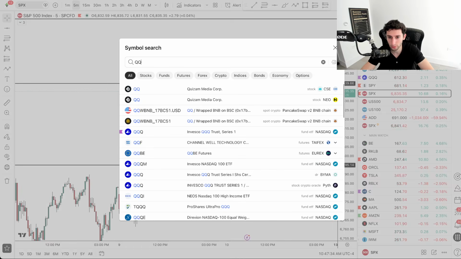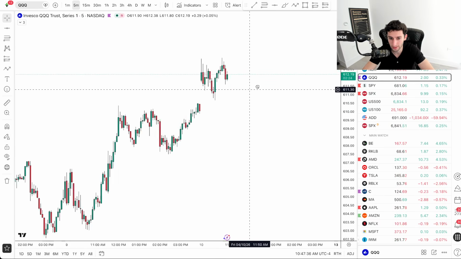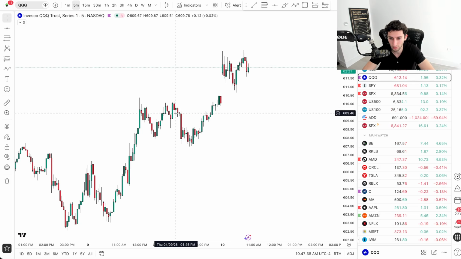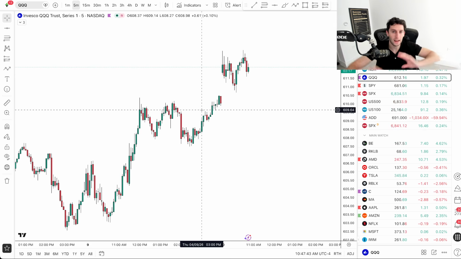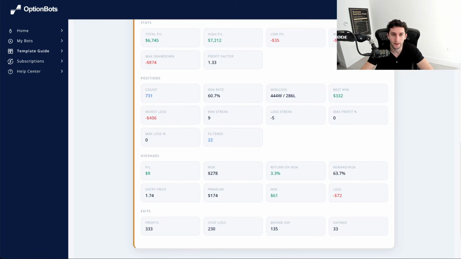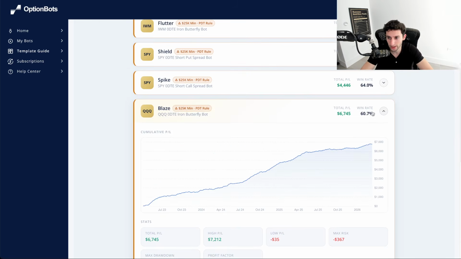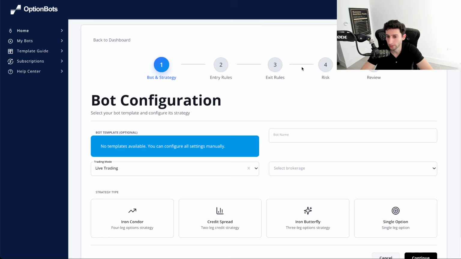But essentially, all this one does is trade the QQQs and gets an Iron Butterfly around 140, which would be right around here for this day. As long as we stay within that range, it acts very similar to an Iron Condor. So this one should be pretty simple. So we're going to go ahead and add this one as well.